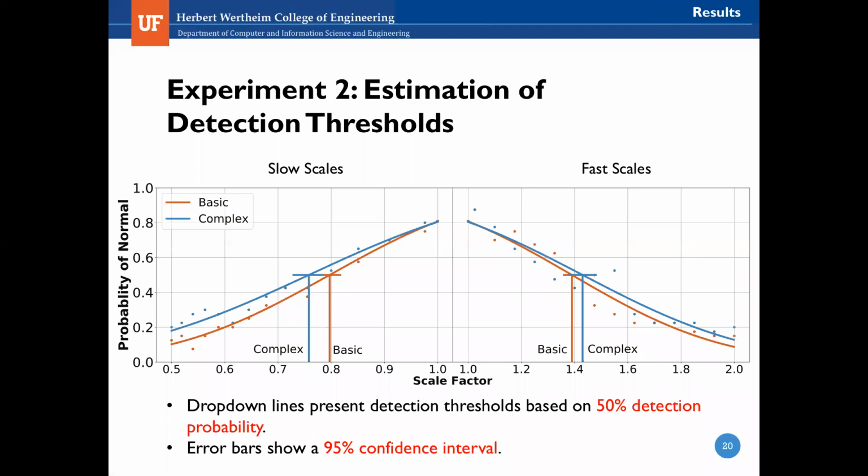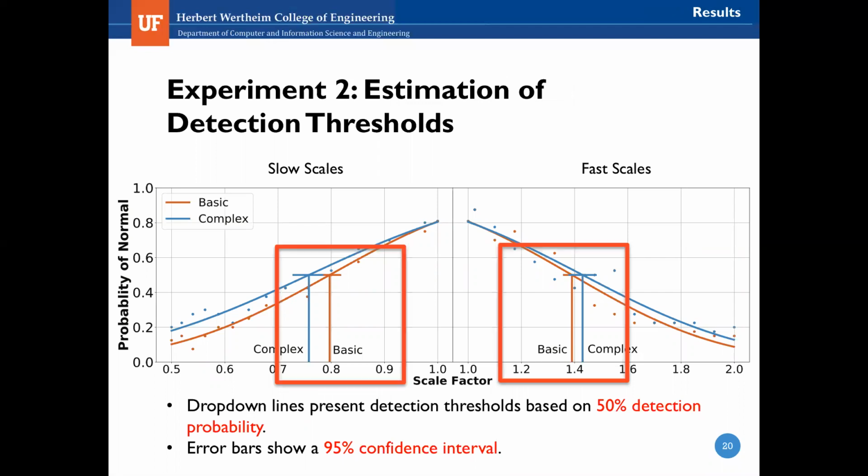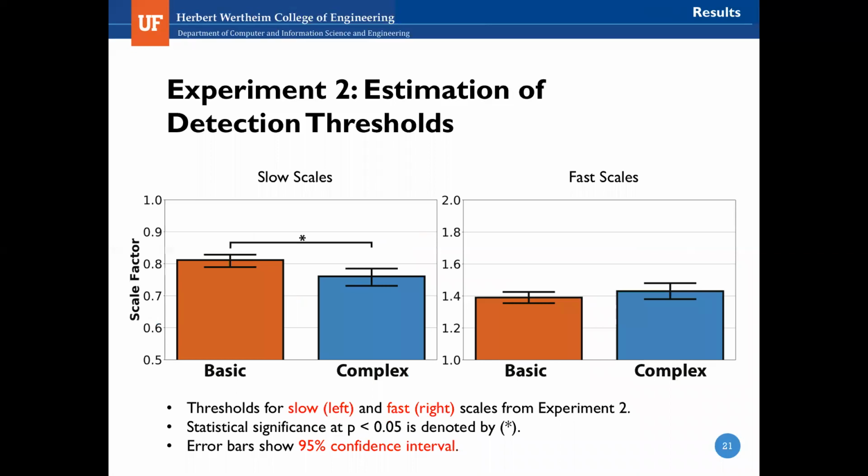The data analysis steps are the same as experiment 1. We logged the responses for normal and not normal for both of the experiments, and then we fitted a psychometric function for slow scale values on the left and faster scale values on the right. The drop-down lines present detection thresholds based on a 50% detection probability for the complex version and the basic version.